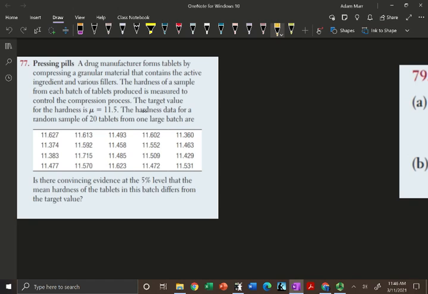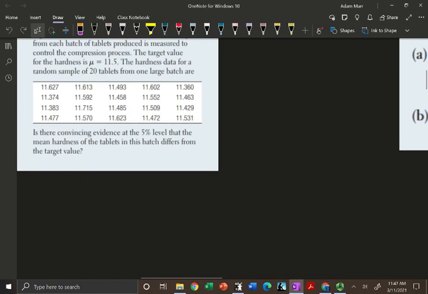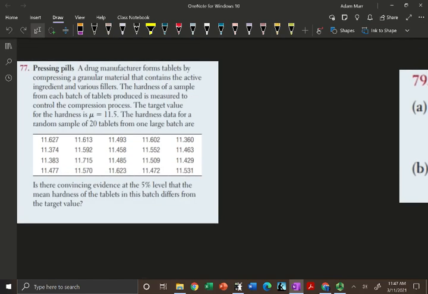Okay, so this is the mean hardness right here, and this is number 77. Just give me one second. Okay, all good. All right, so let's do it. We're going to do a whole four-step hypothesis test, and in this case, it's for a mean. So what that actually is, it's a one-sample t-test for mu. We start that out right here.